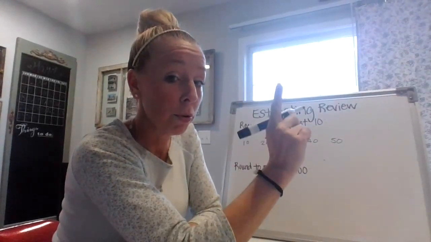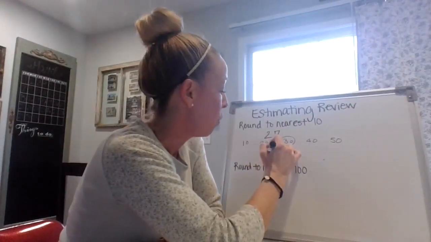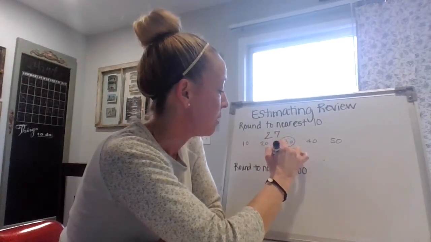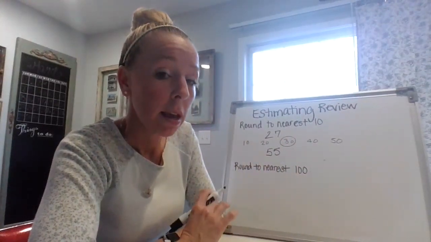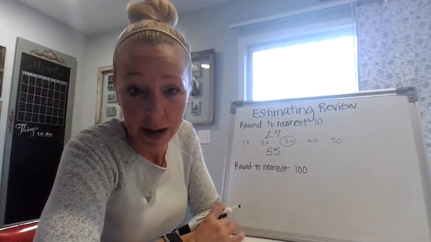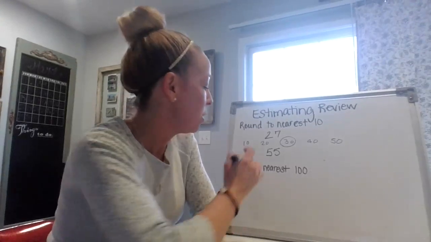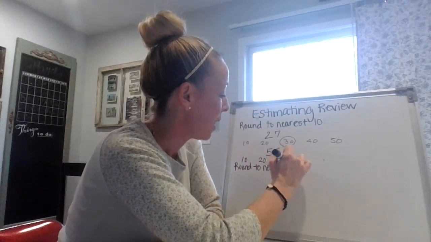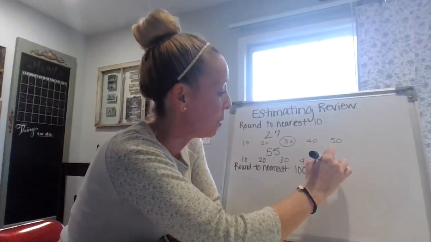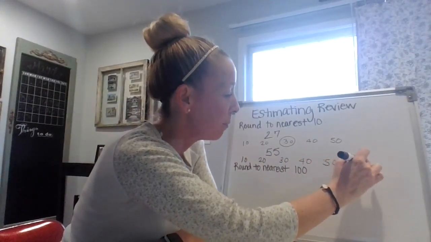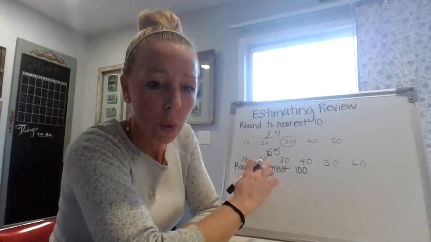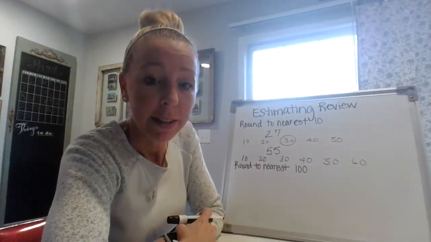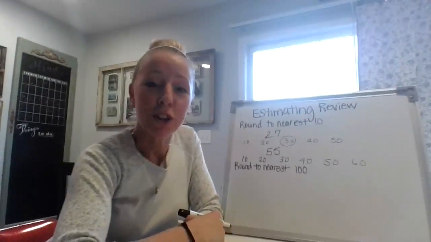Now, who remembers this one? What if the number is, say, 55? I'm going to do the same thing. Maximus says hi, you guys. I'm going to think about a number line, counting by tens, to see what number it would be closest to on the number line. 10, 20, 30, 40, 50, 60, 70, 80, 90, 100.